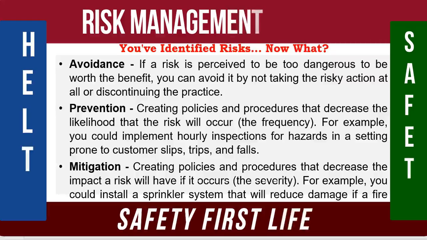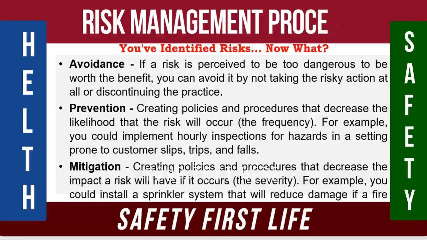And the fifth way, how you can control the risk: mitigation, creating policies and procedures that decrease the impact a risk will have if it occurs, the severity. For example, you could install a sprinkler system that will reduce damage if a fire breaks out.